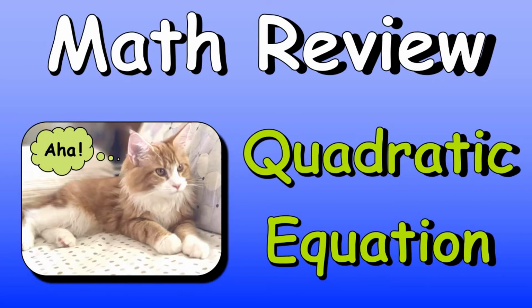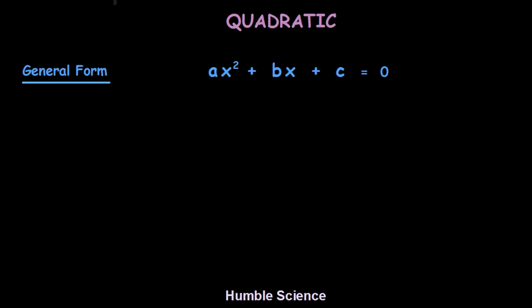This is a review on mathematics, focusing on quadratic equations. The general or standard form of a quadratic equation is ax squared plus bx plus c equal to 0, where a, b, and c are some numbers, and x is an unknown. Many times this x is something the questions ask for, and we will take a look soon at how we can solve for this x.